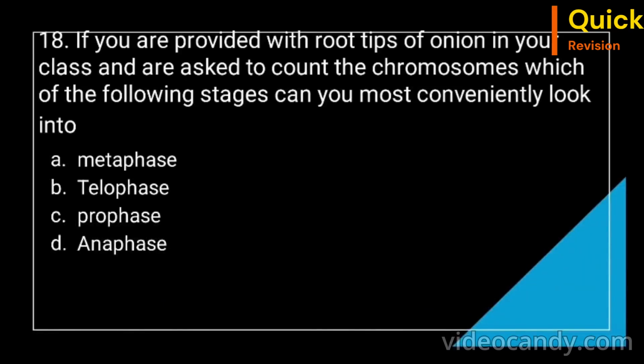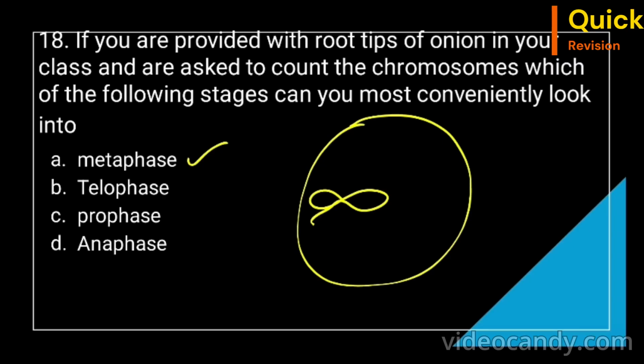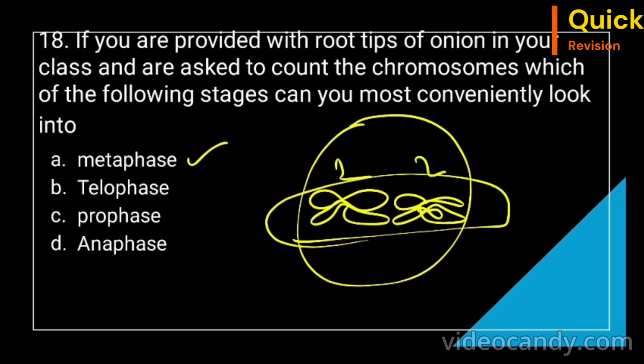18th question. If you are provided with root tips of onion in your class and are asked to count the chromosomes, which of the following stages can you most conveniently look into? So it is metaphase, because in metaphase all the chromosomes are arranged in the equatorial plate, so it is easy to count the chromosomes. So we basically choose the metaphase stage.